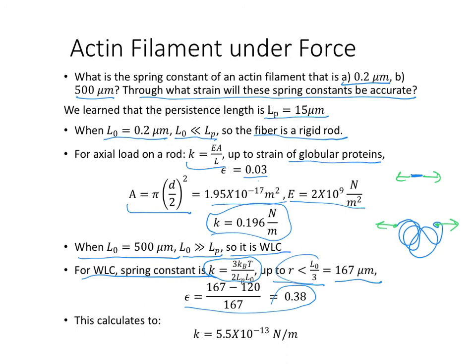I guess we got that even from the first part. And so this calculates out, when you plug in all of the values into this, to be 5.5 times 10 to the minus 13 newtons per meter. So we notice here that this is much, much softer. In fact, it is about 12 orders of magnitude softer. So this really makes a big difference when you can straighten a material rather than stretch the material.